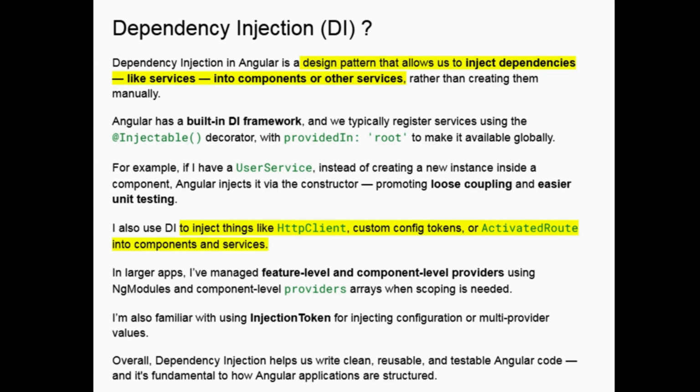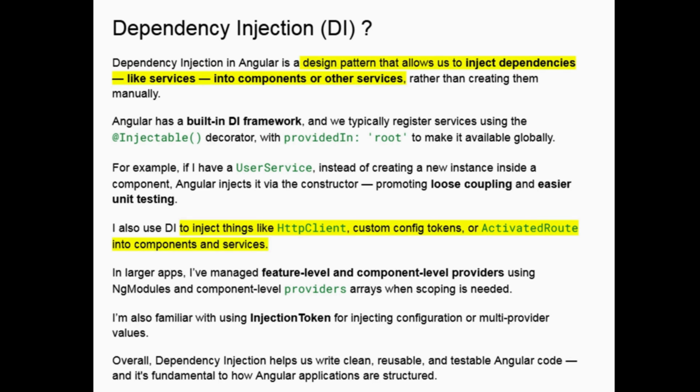What is dependency injection? Dependency injection in Angular is a design pattern that allows us to inject dependencies like services into components or other services rather than creating them manually. Angular has a built-in DI framework and we typically register a service using the @Injectable decorator with providedIn: 'root' to make it available globally. For example, if I have a user service, instead of creating a new instance inside a component, Angular injects it via the constructor, promoting loose coupling and easier unit testing.